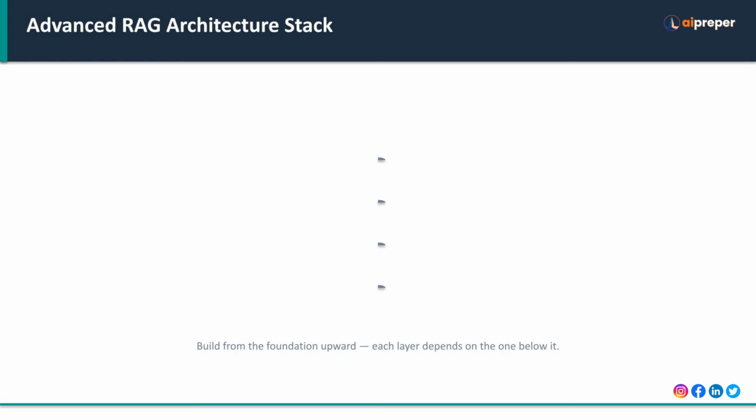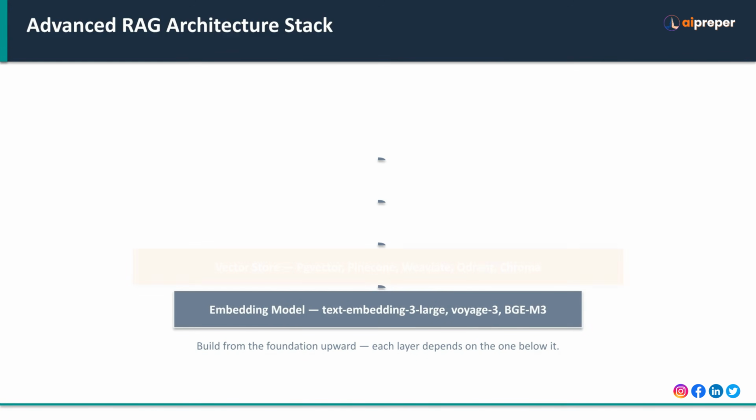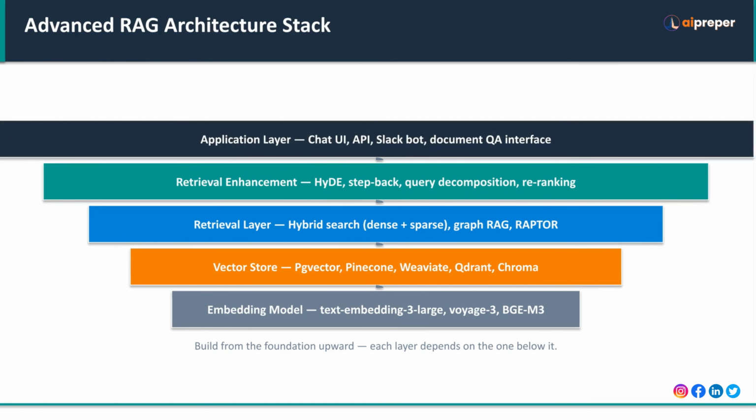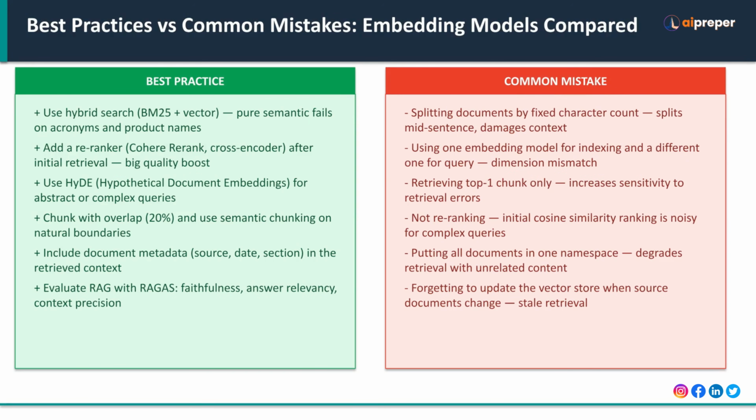This advanced RAG architecture stack shows the layers built from the foundation upward. It starts with the embedding model and vector store, moving up through the retrieval and enhancement layers to the application layer. Here are some best practices versus common mistakes.